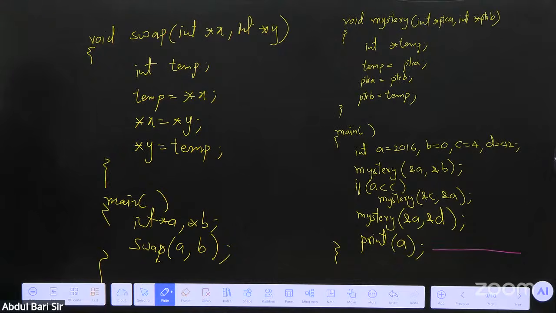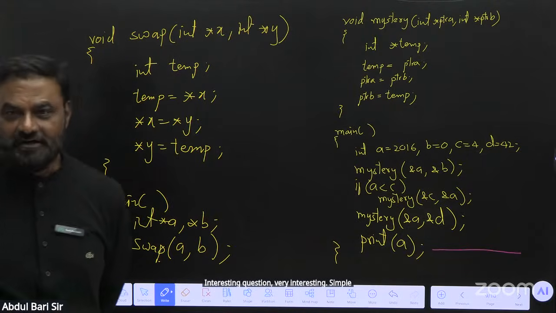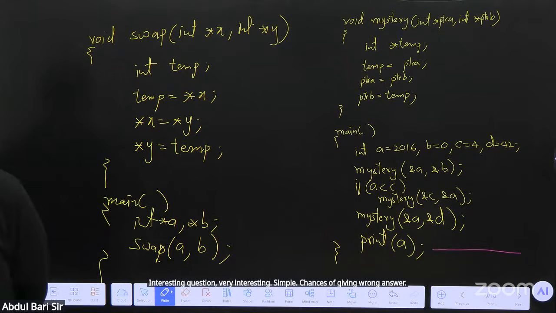Some are copying. If you have read the code thoroughly without moving your pen, you can answer it. Luckily, you have a hint on the board itself. Interesting question, very interesting. Simple. Chances of giving a wrong answer, right? Chances are there.